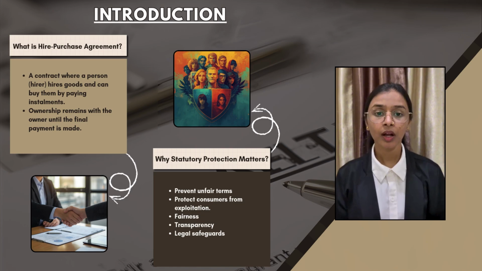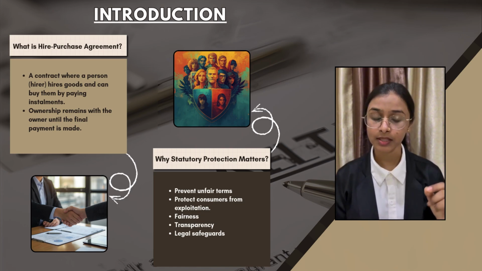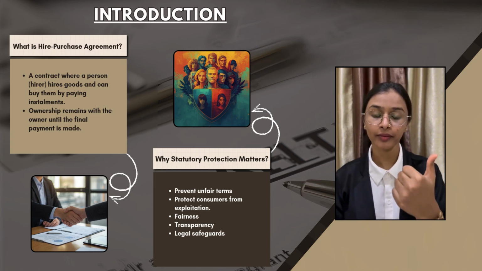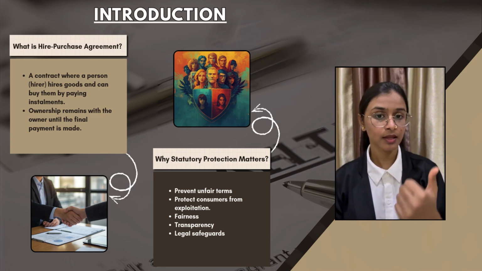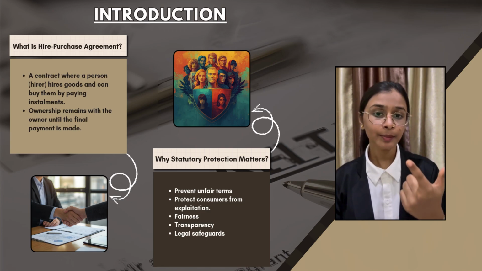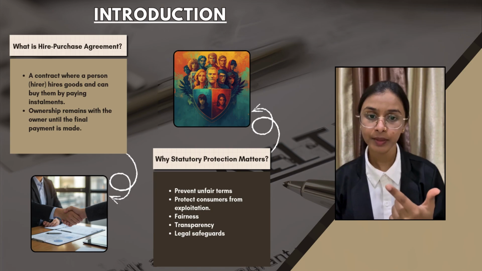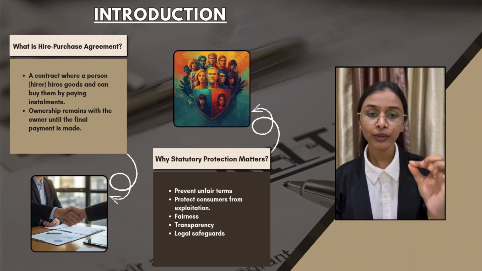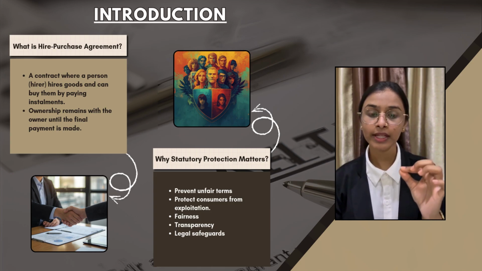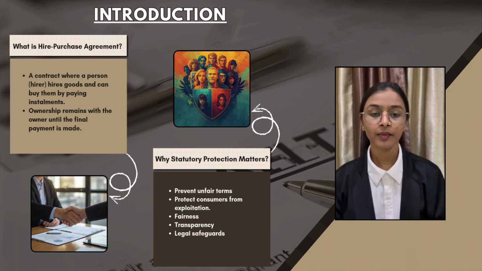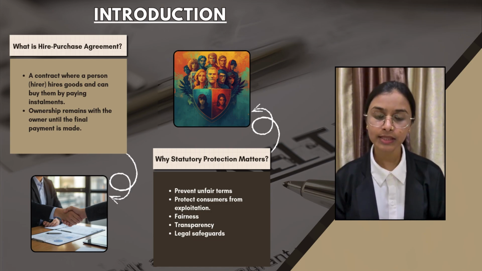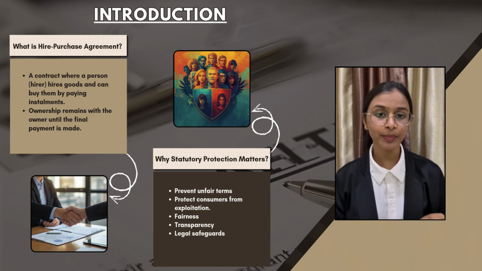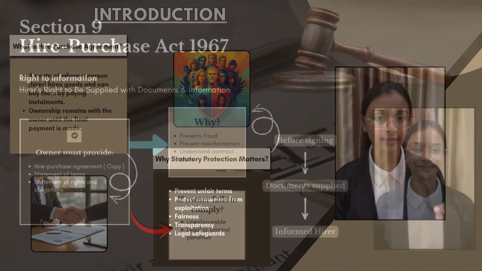So now, why does statutory protection matter? First, the law wants to protect consumers from unfair terms or dishonest sellers. The second one would be that the Hire Purchase Act 1967 ensures that both owner and hirer follow fair rules and that no one is taken advantage of. In the next few slides, we will be explaining Section 9 until 15 of the Hire Purchase Act 1967.